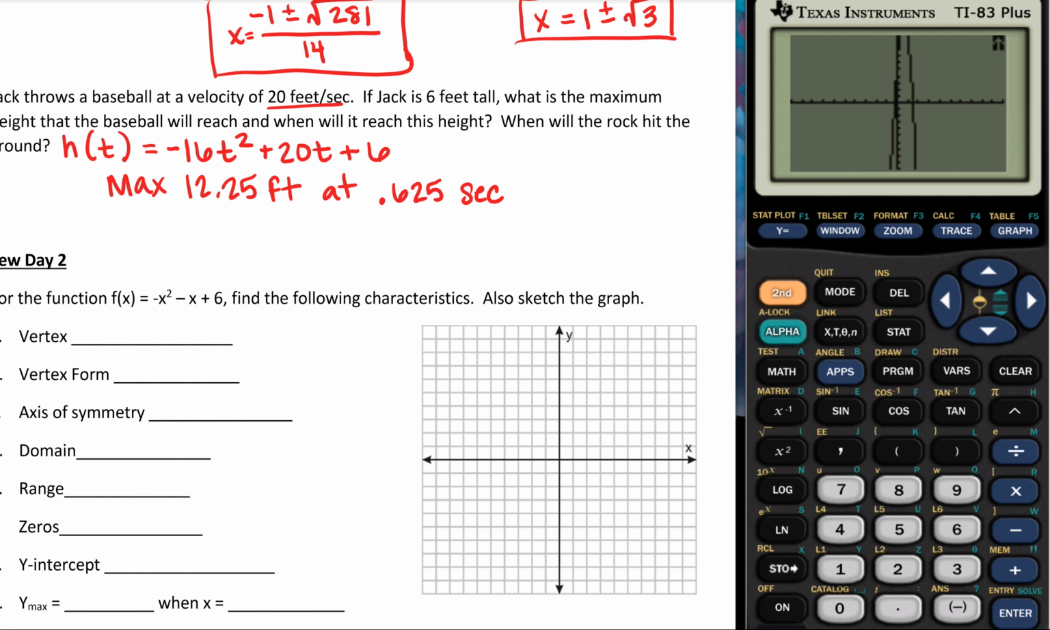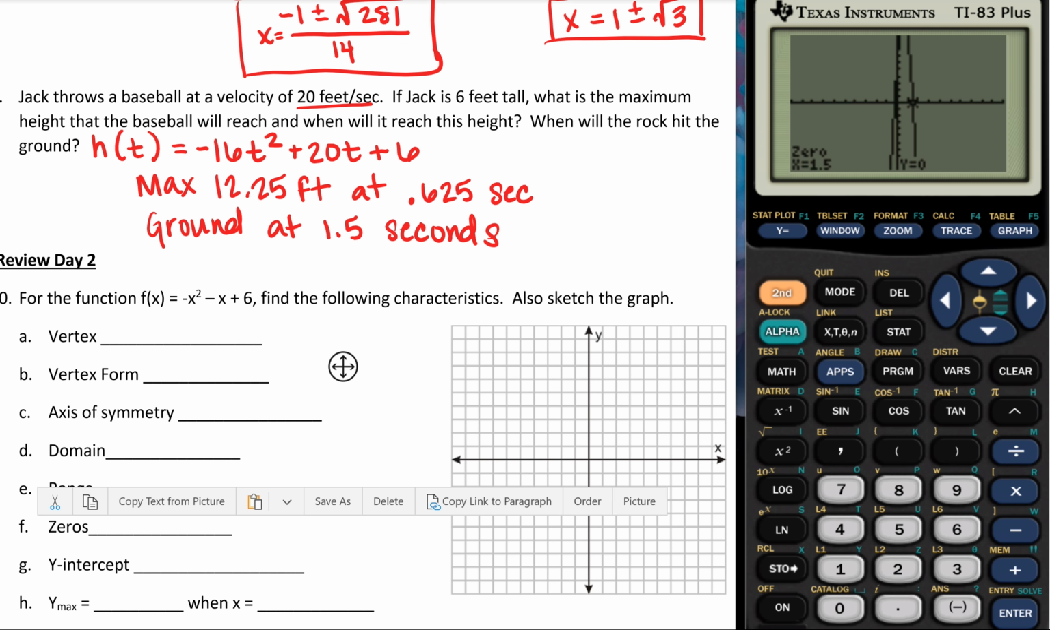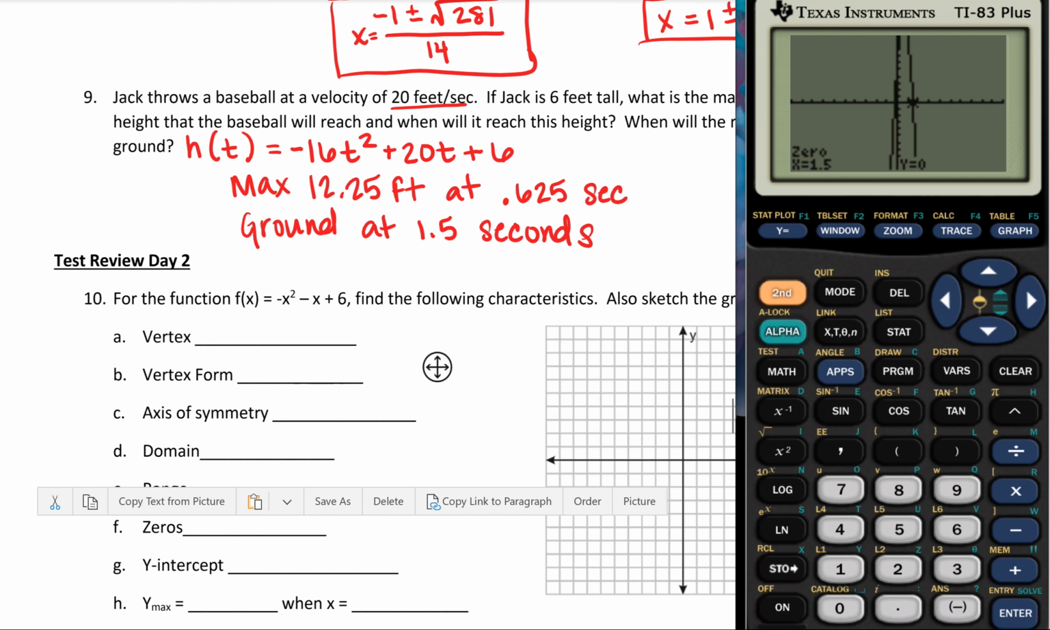So I'm going to do second, calc. I'm going to calculate the zero. Remember, I'm going to go all the way over so that I'm above the line. Oops, I went too far. Above the line, and then I'm going to go below the line. I never do a guess, so I hit enter again. And the zero occurs at 1.5. So when will it hit the ground? It hits the ground at 1.5 seconds.